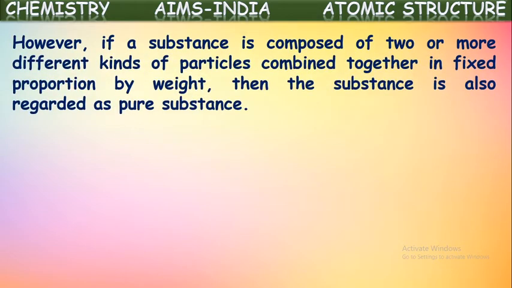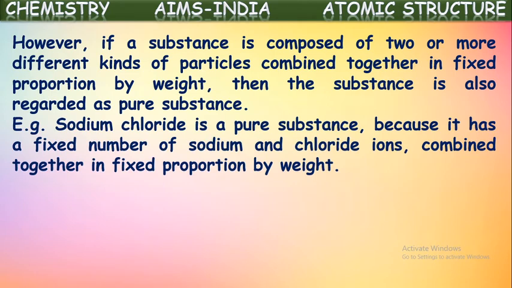Okay, next. However, if a substance is composed of two or more different kinds of particles combined together in a fixed proportion by weight, then the substance is also regarded as a pure substance. Yes, as I said, water or common salt, sodium chloride, is a pure substance because it has a fixed number of sodium and chloride ions combined together in fixed proportion by weight. Iron and oxygen are pure substances because they contain only one kind of atoms. Some substances are made up of more than one kind of atoms. Even then, they are said to be pure substances because in those molecules, the different kinds of atoms combine in a fixed ratio and form a compound.